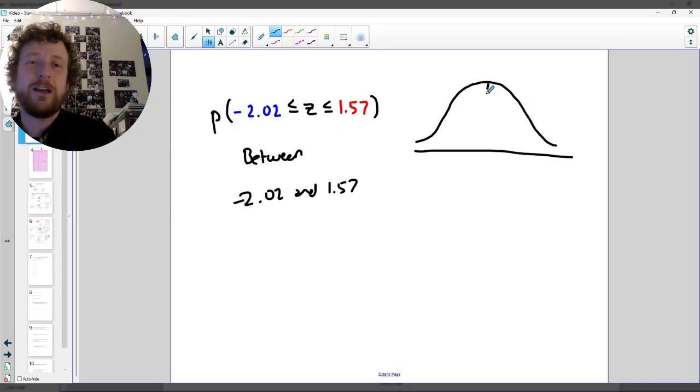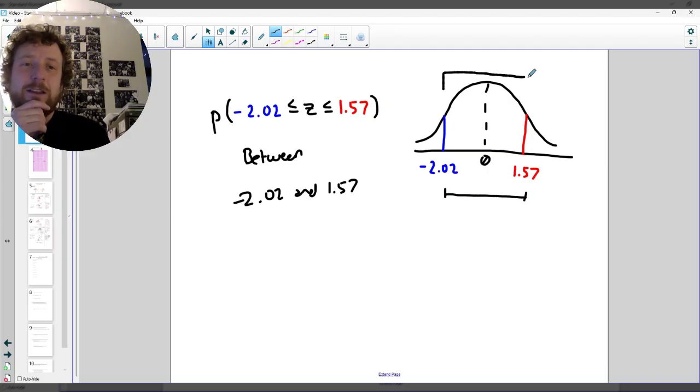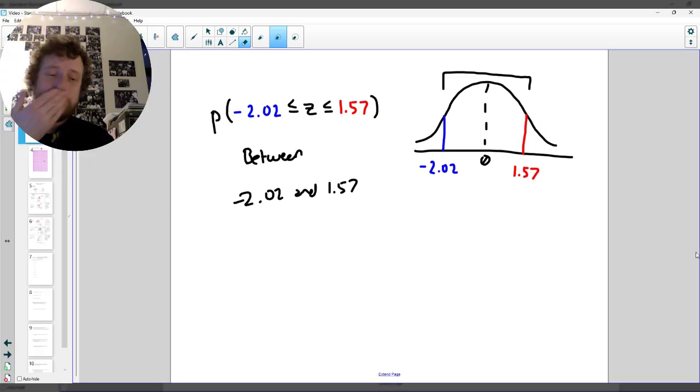Should be easy enough to shade. I'm going to put a dotted line at the middle and put 0. We have negative 2.02. By the way, I'm just putting that line at an arbitrary spot. This is just a sketch. It's just to help me get my head wrapped around what's going on. And I want to know what this percent is, which to me seems like it's going to be quite a lot. I mean, 2 standard deviations away is 95%, so I'm guessing 90-ish%. It's going to be a lot, okay?